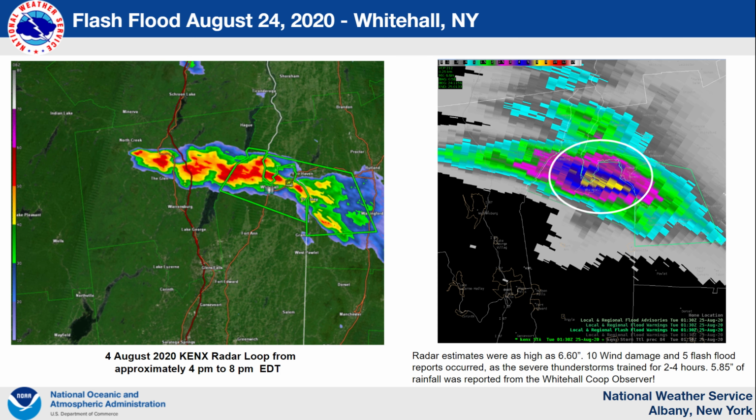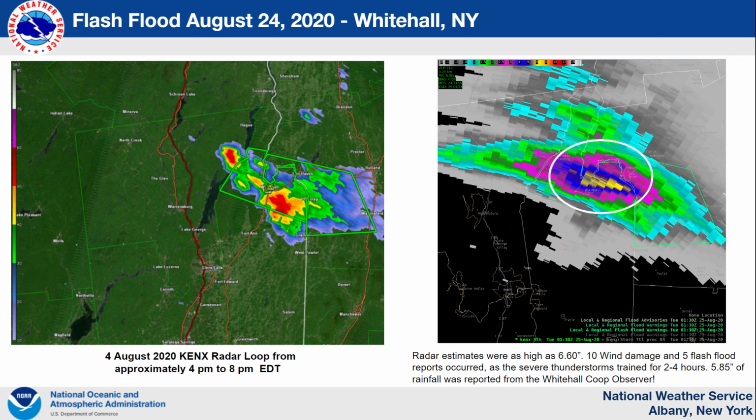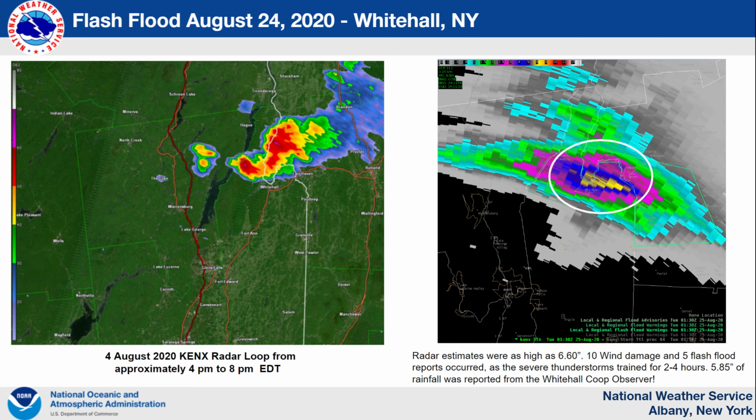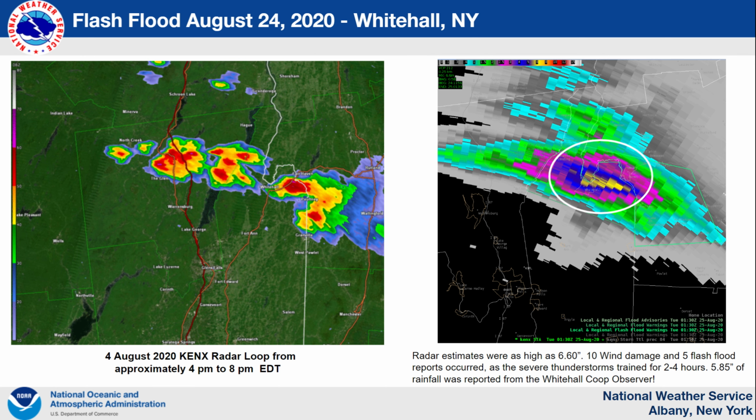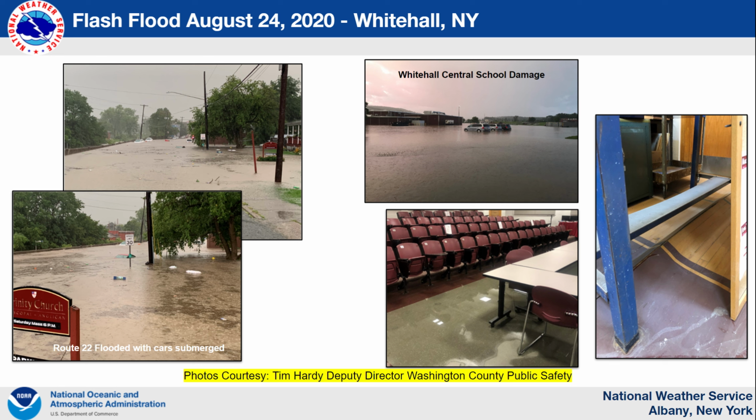Within this event, we had 10 wind damage and 5 flash flood reports. And we also had one of our co-op observers measured 5.85 inches of rainfall from this event. Here are just a few pictures of the flood damage that occurred from this. On the left side is just Route 22. You can see the Route 22 is completely flooded with cars submerged. And we also had some damage at the Whitehall Central School, where we can see some flooding in the parking lot. And then some of that water also did seep into the school, causing some damage to other different rooms.